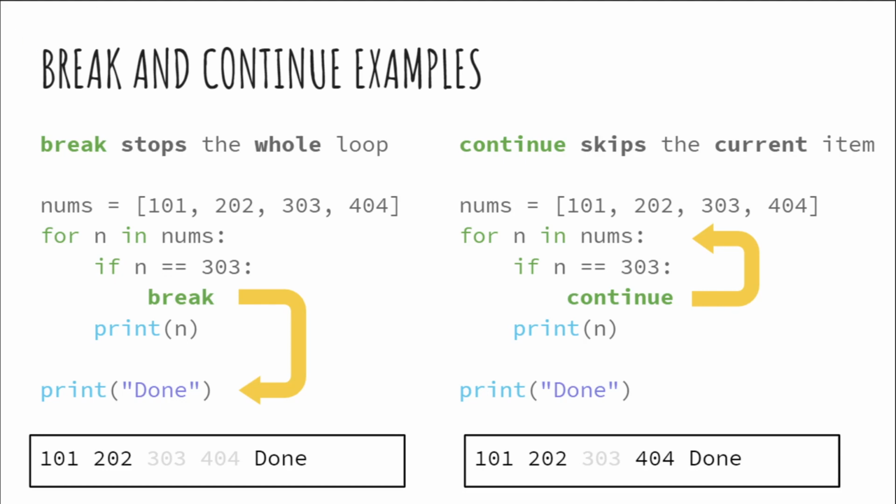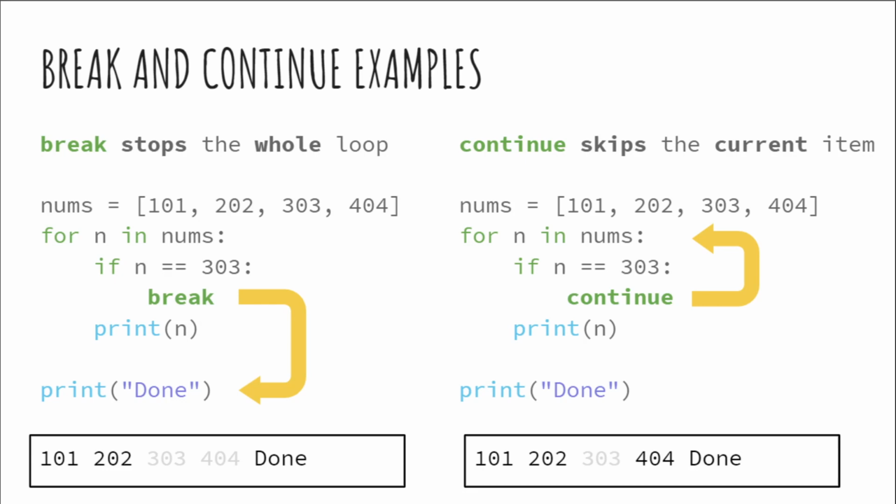And so what that will do for us is print 101, then it will print 202, and then n will be 303. It will see that that is equal to 303, and it will break. So it won't finish that loop. It just goes straight out to after the loop, and so that will then print done.